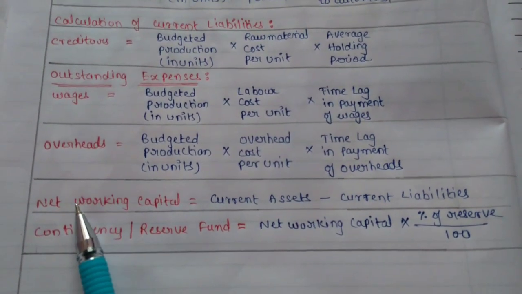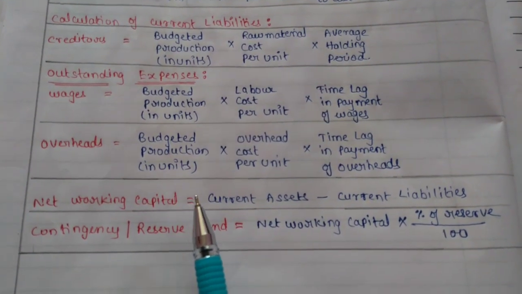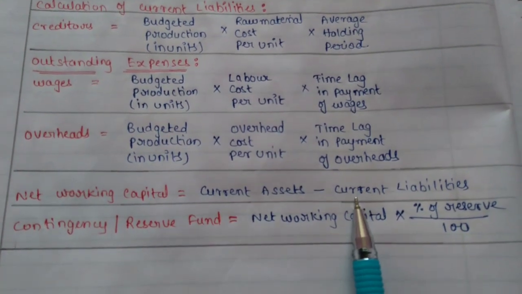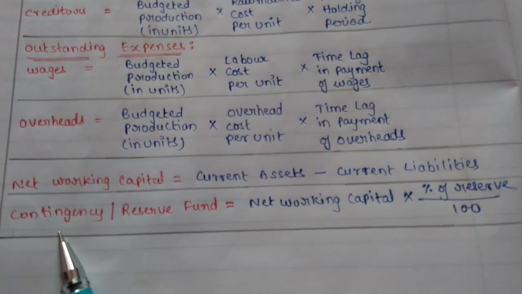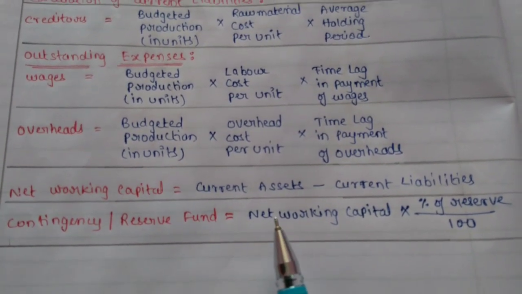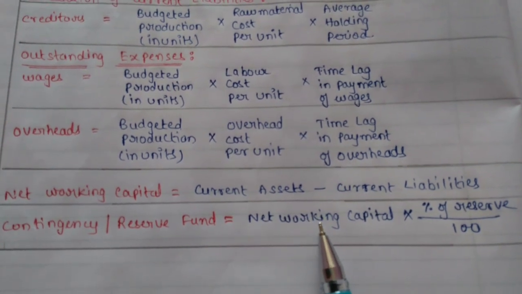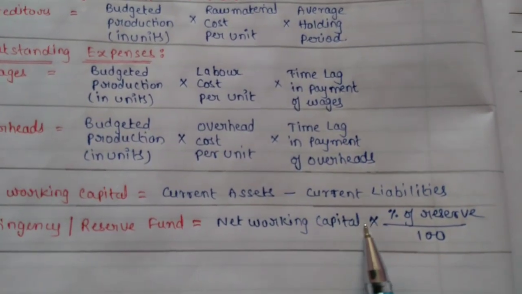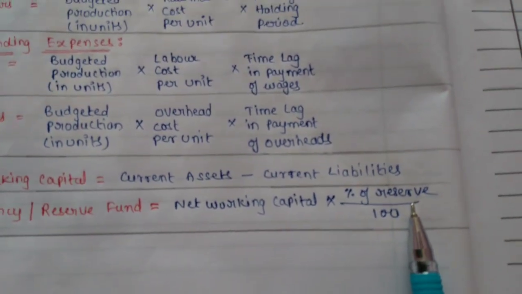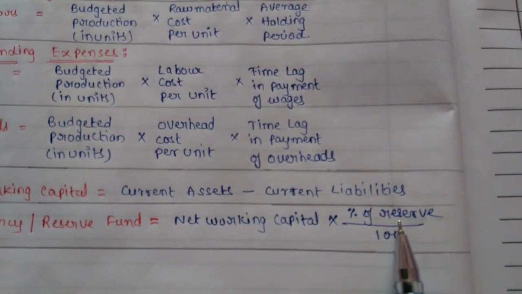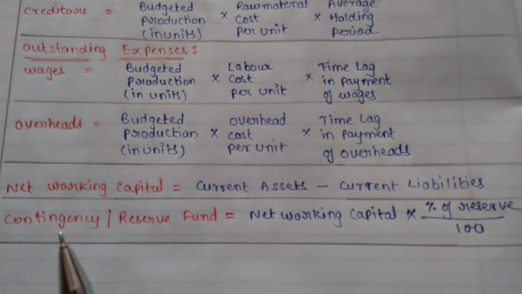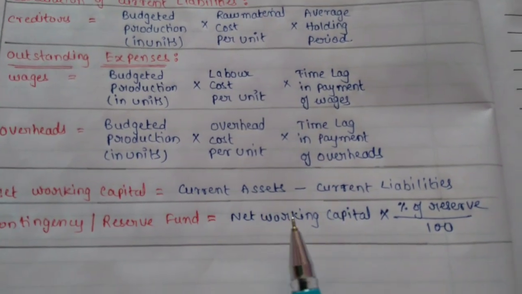Next, third step, net working capital. The formula for net working capital is current assets minus current liabilities. And the last step, contingency reserve fund. How to calculate it? In the third step we get net working capital. So net working capital multiplied by the percentage of reserve, which will be given in the problem, divided by 100. Then we will get the amount of contingency reserve fund.